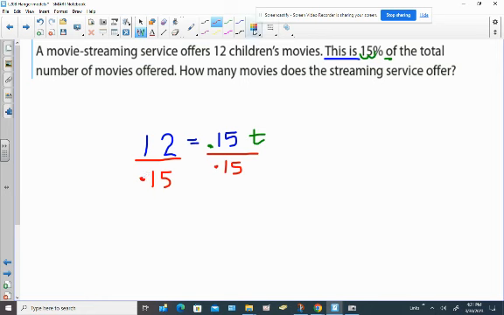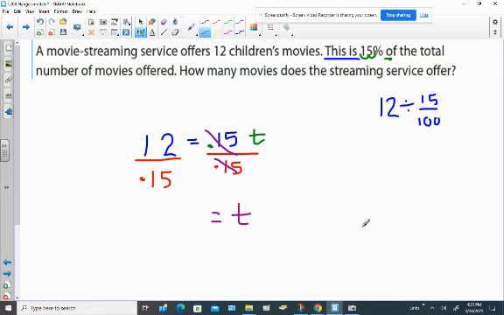Now, if you prefer to do 12 divided by 15/100, which you can simplify, that's an option too. But remember, you would multiply by the reciprocal. That would be perfectly fine to do it that way. Now, if we proceed with solving, this would equal 1, and on this side of the equation we get t.